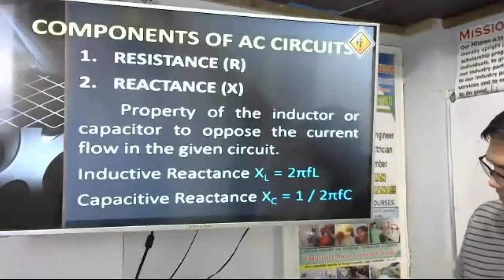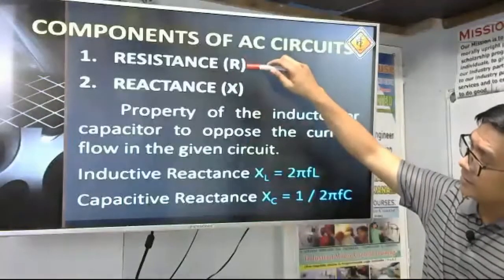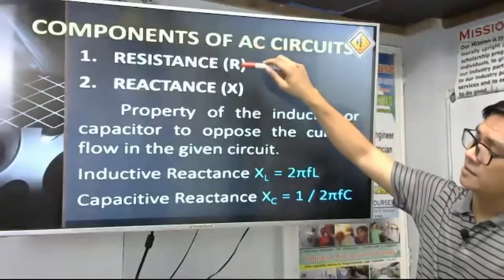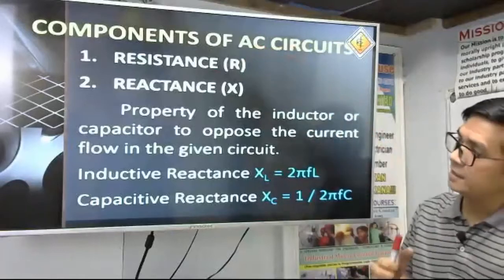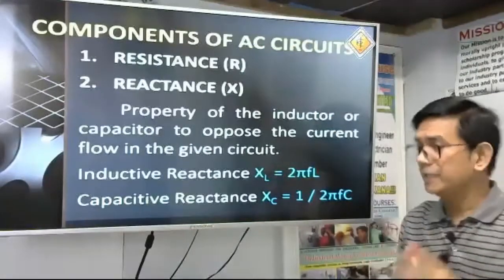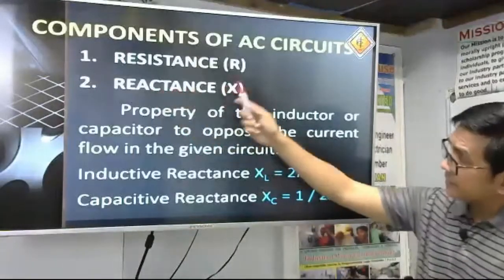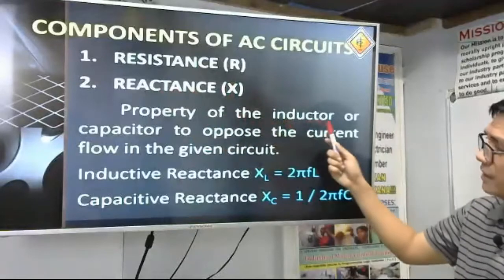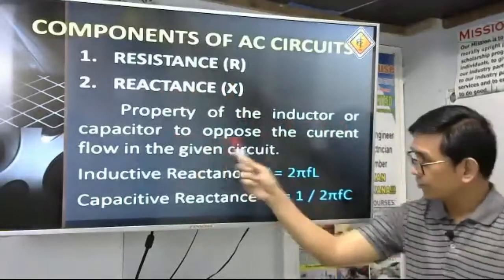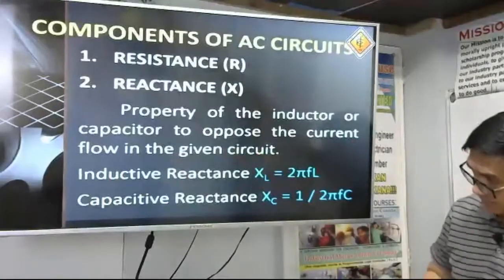So we have resistance. Of course, what is resistance? Now, from DC circuits, it is the opposition offered by a resistor to the flow of current. Then we have the reactance, X, the property of an inductor or capacitor to oppose the current flow in the given circuit.